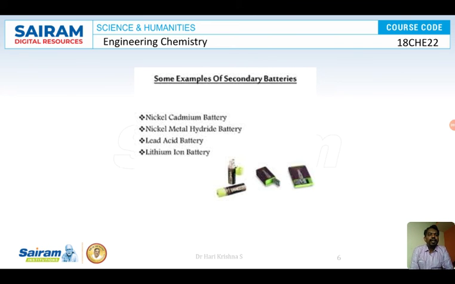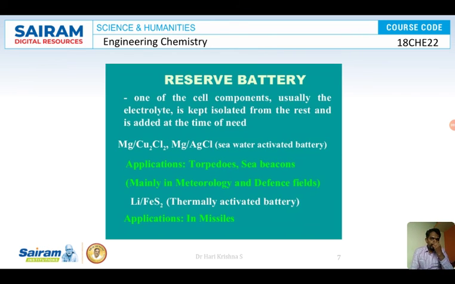The lead acid battery, as I told you, is used in almost all automobiles, maybe buses, four-wheelers, or lorries. It is used in almost all vehicles, for power as well as for ignition. Now reserve batteries. As I told you, one of the cell components, usually the electrolyte, is kept isolated and attached whenever required. Examples are magnesium mercury chloride and magnesium silver chloride. They are mainly used in military applications.